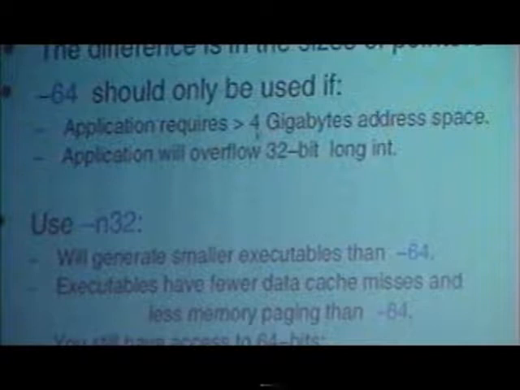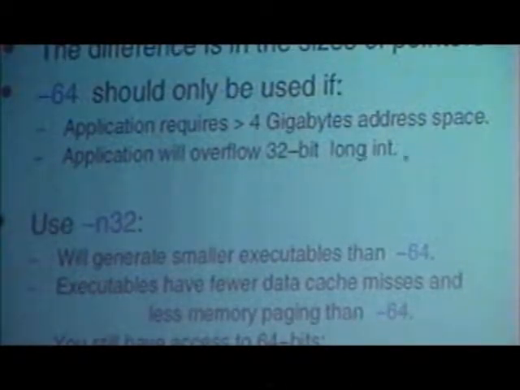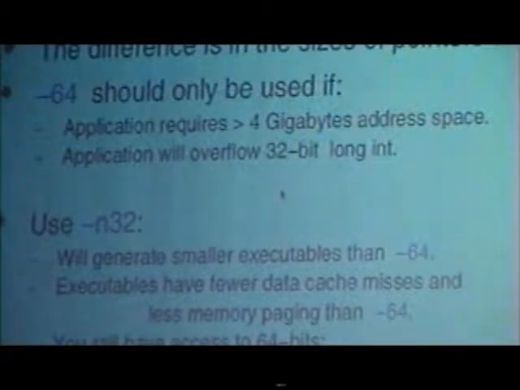But the second thing you get besides the larger addressing space is the integers. A long int would overflow on 32 bits, and then you start getting bad numbers again, and you start going to 64. And a lot of times when you overflow, they go into super big numbers or something like that. They're way out of range numbers.